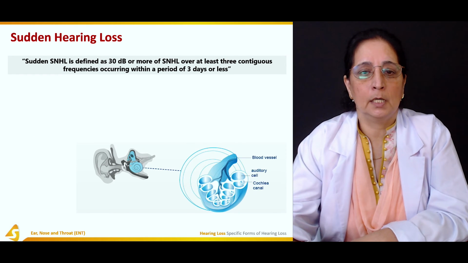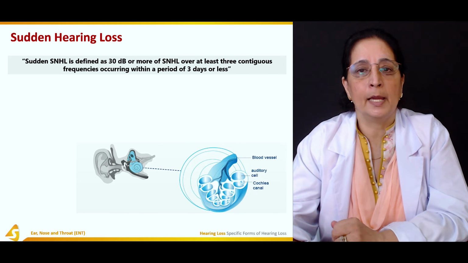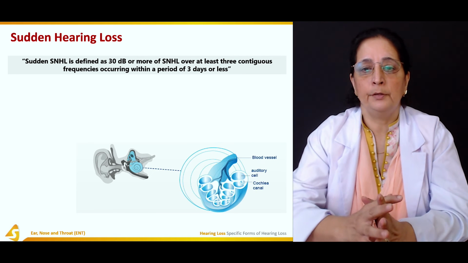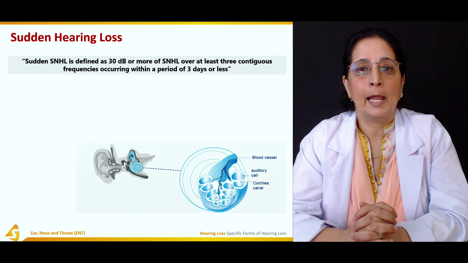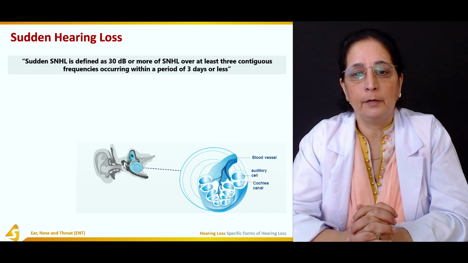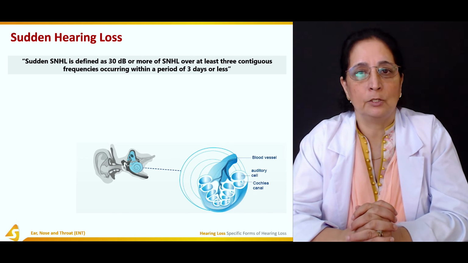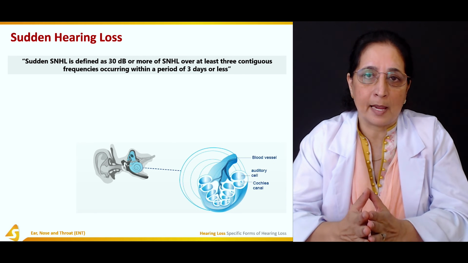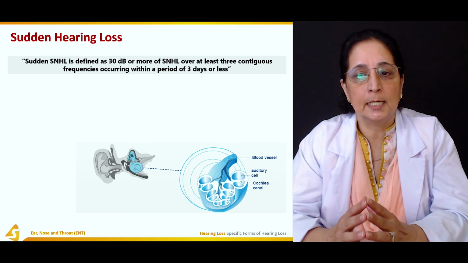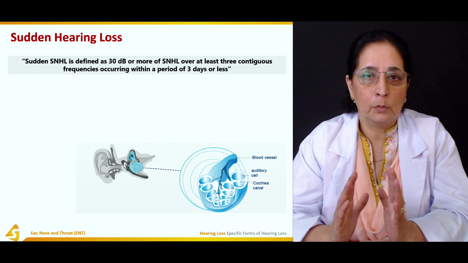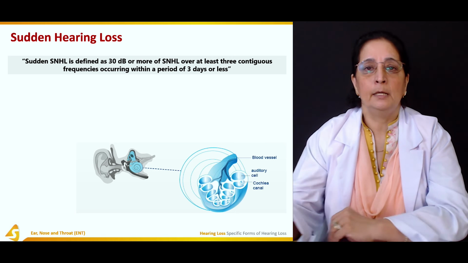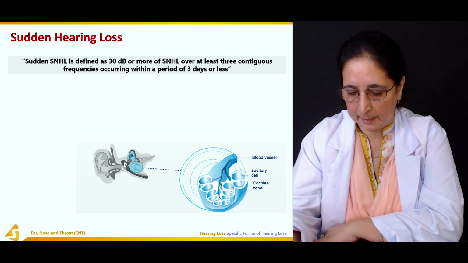Sudden hearing loss. Sudden hearing loss is defined as 30 decibels or more of sensorineural hearing loss over at least 3 contiguous frequencies occurring within a period of 3 days or less. So it's sudden, very fast, within 3 days, and there is a loss of 30 decibels or more. That's sudden hearing loss.